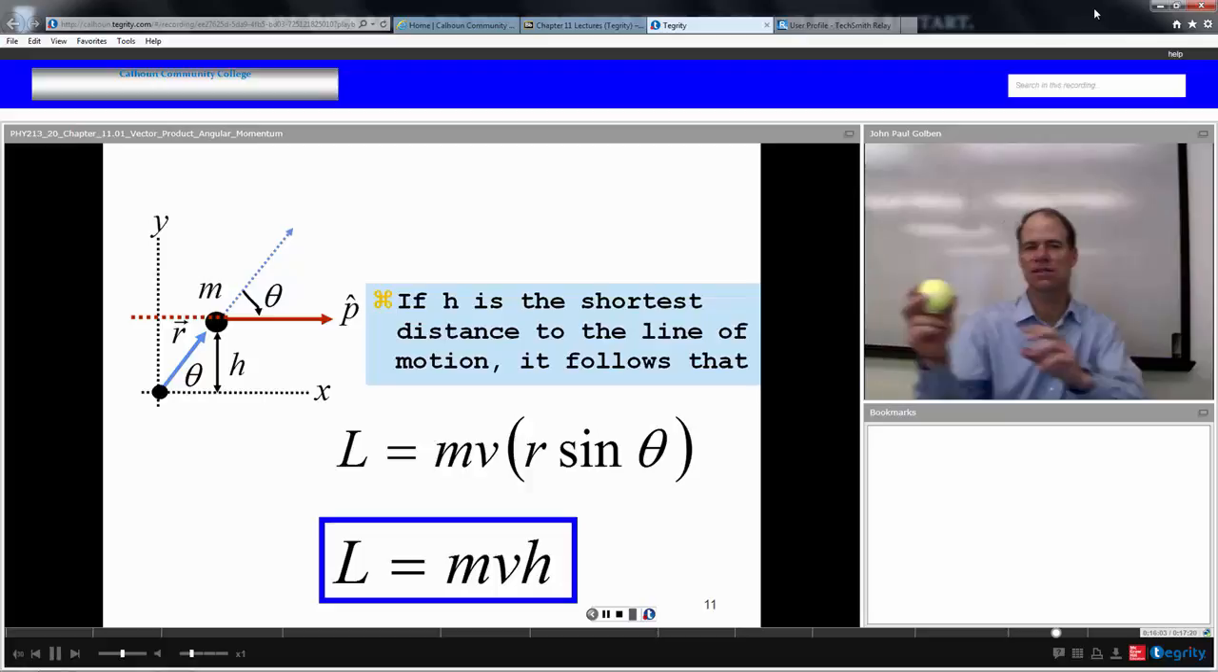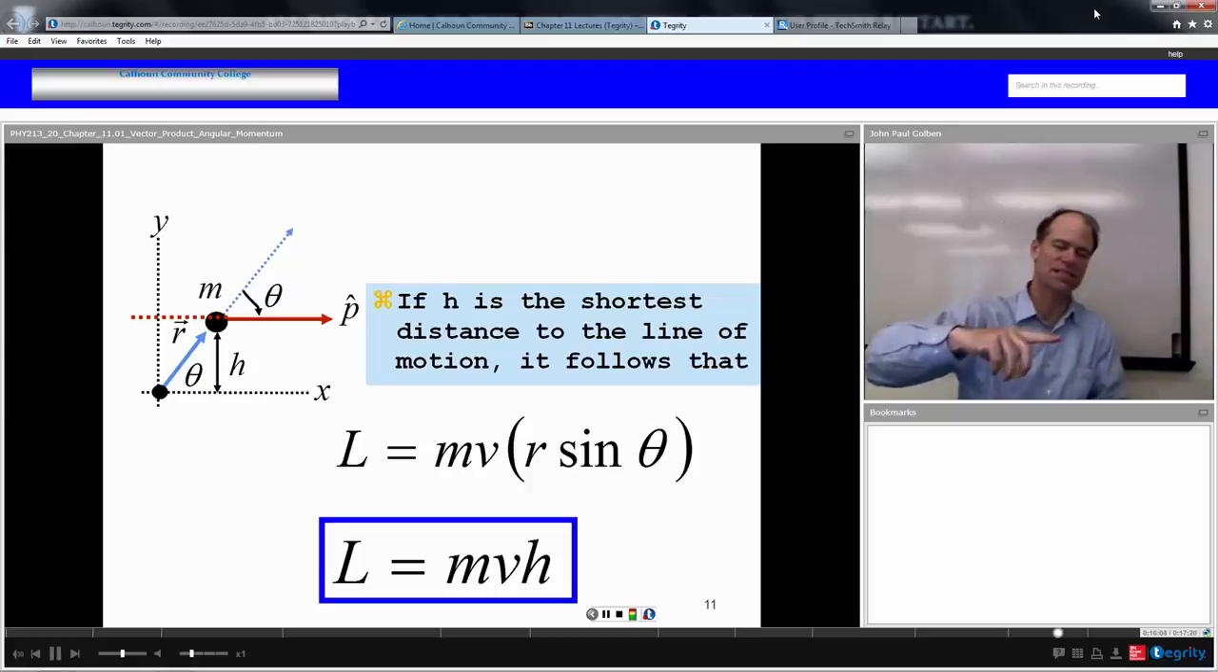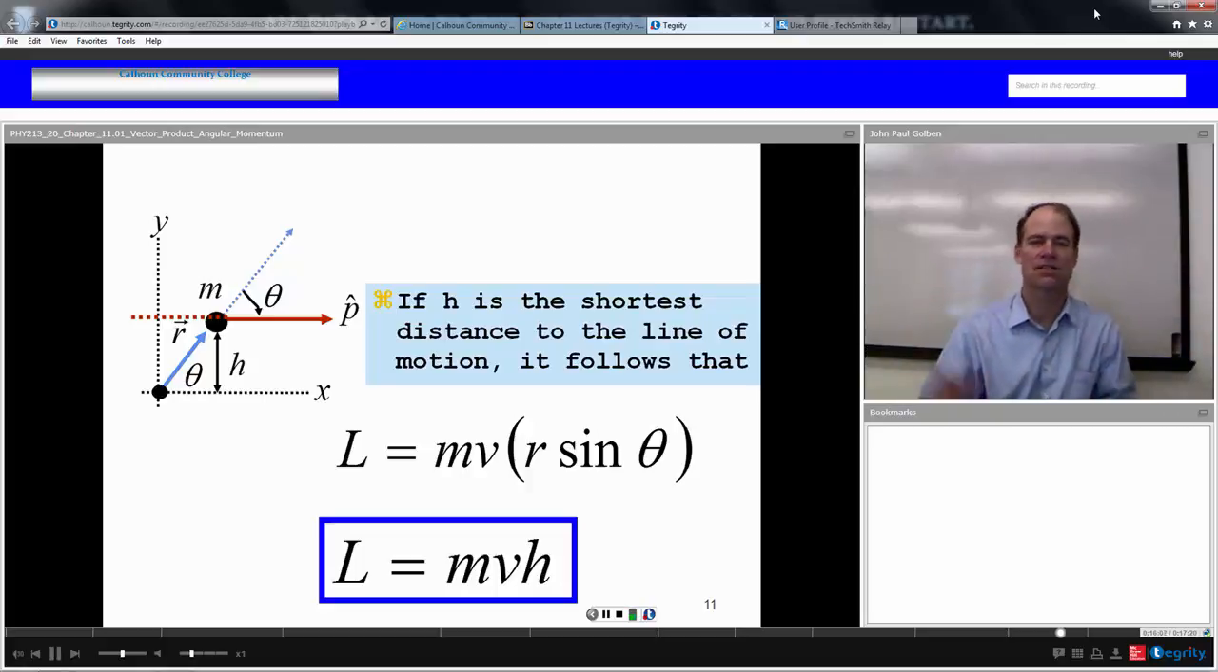And as this is going to the right, that shortest distance h is a constant. So is the velocity, so is the mass. So even a mass moving in a straight line with constant linear momentum would have a constant angular momentum about some arbitrary point, some origin that's off the line of action. How about that? So linear motion like this can have constant angular momentum.